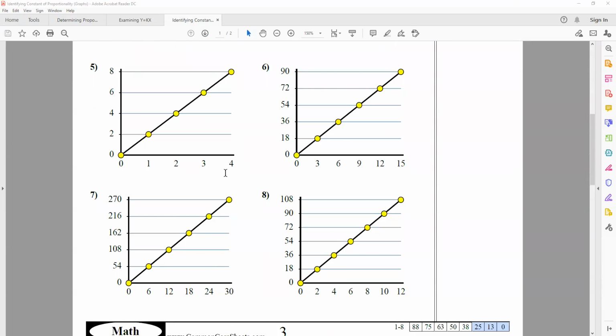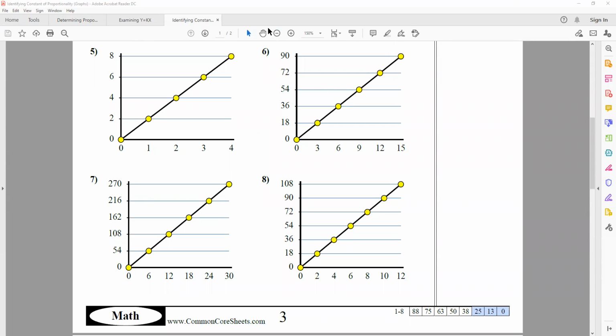All right, this is going pretty fast, so you might as well finish this. Number 5 is just y equals 2x. Number 6 is y equals 6x. And number 7 is y equals 9x. And the last one, y equals 6x. No, be careful. Actually, sorry, 9. Yes, okay, that was easy.